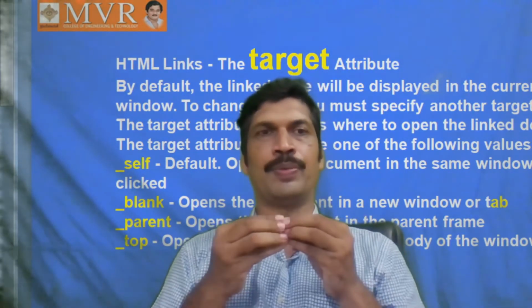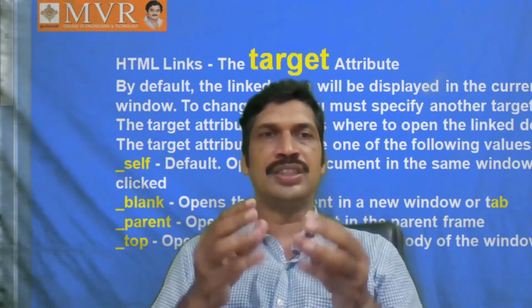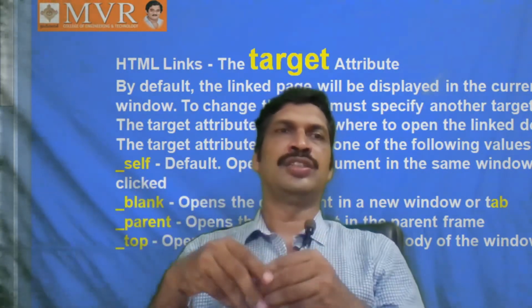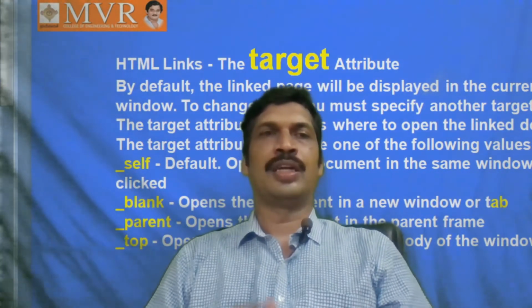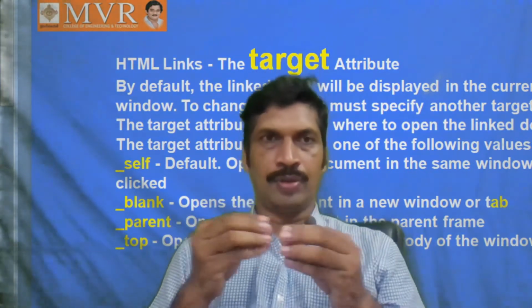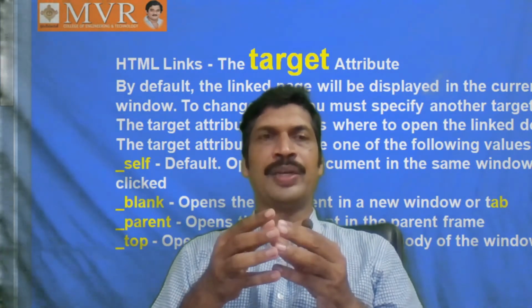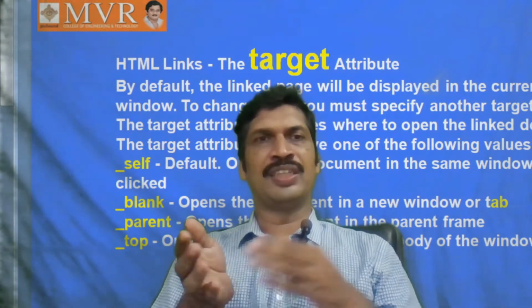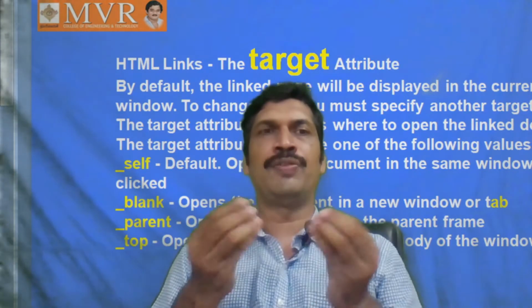Where will it be opened? The target attribute signifies where it will be opened. It is opened in the same window, or it creates a new window, or it is opened in the parent window, or in the top window. Whenever we click the hypertext, the link will be opened. The name of the file is available within the href attribute, and the target signifies where it will be opened.